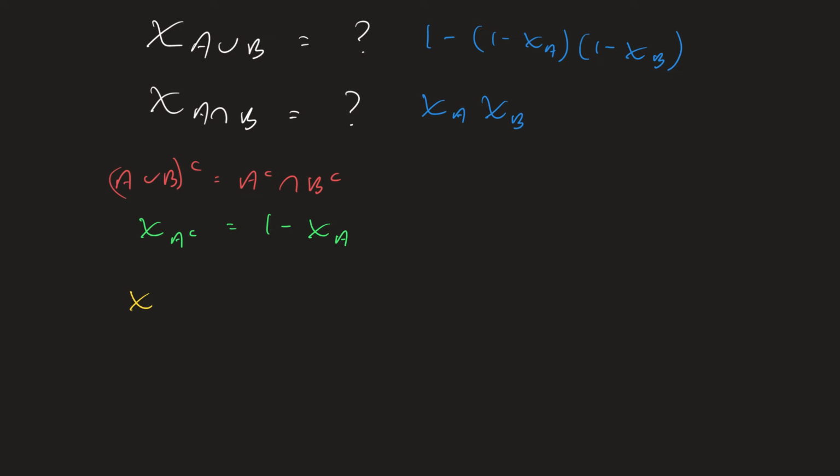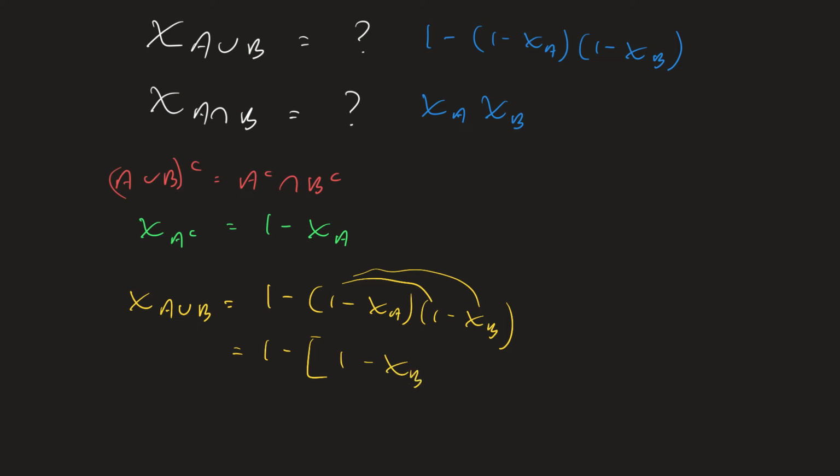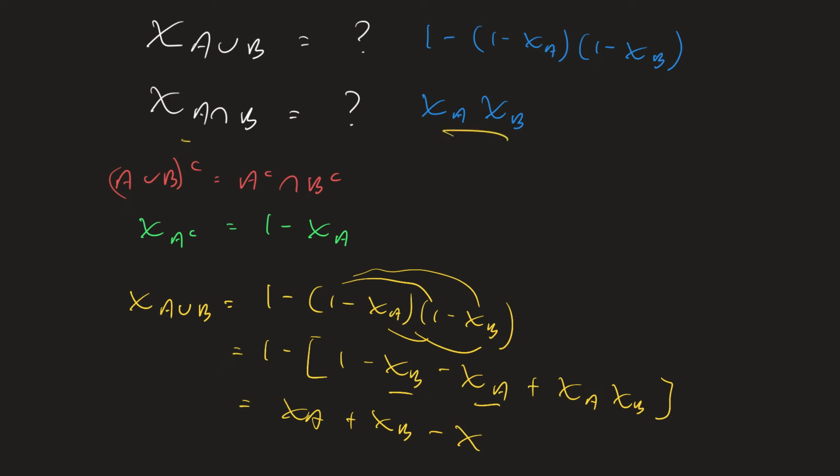From the top line, we get the characteristic function of A union B is equal to 1 minus the characteristic function of A times 1 minus the characteristic function of B, which when we expand gives us 1 minus 1 times 1 is 1, 1 times negative characteristic function of B is negative characteristic function of B, minus the characteristic function of A, plus the characteristic function of A times the characteristic function of B, which is equal to the characteristic function of A plus the characteristic function of B minus the characteristic function of A times B, which we know is the characteristic function of A intersect B.